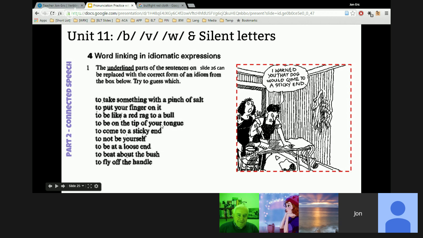Okay, Vincenzo, can you read the fourth one for us? To be on the tip of your tongue. Right. Have you ever had a word on the tip of your tongue? Yes, many times. Sometimes I have it on the tip of my tongue when I'm thinking. I can't remember, but afterwards, is it possible? It is possible. Right. That's the main mystery. So you know, but you can't actually remember the thing that you know. It's on the tip of my tongue. That's it. Okay. And we already did to come to a sticky end. We already did that one.